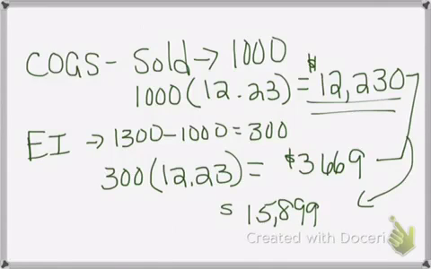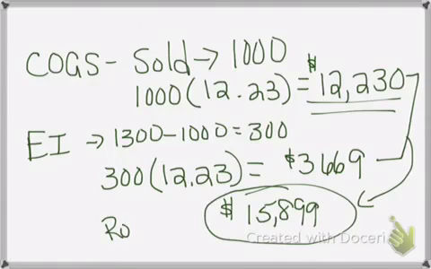If we take and add those two together, we get $15,899. Now, the reason that it's $1 off is because of rounding. Because when we got the 12.23, that wasn't an even number. It was like 12.23, and then it had other numbers. And if we had left it like it was with all those other numbers, then we would not have had that rounding.